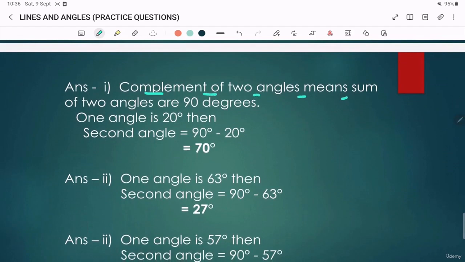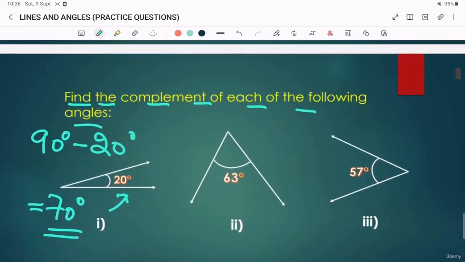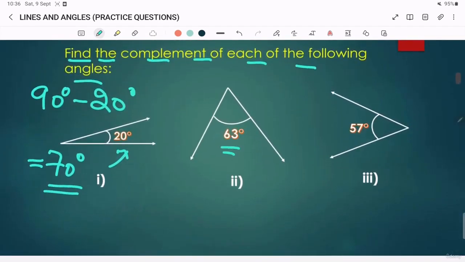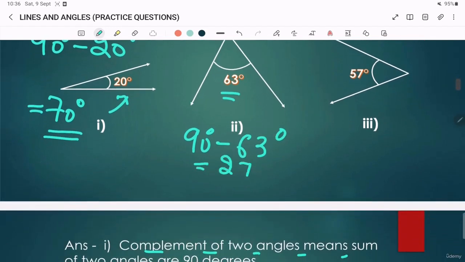Complement of two angles means sum of two angles are 90 degrees. One angle is 20 degrees, then second angle is 90 degrees minus 20 degrees. Answer is 70 degrees. Now this is 63 degrees angle. From 90 degrees, subtract 63 degrees. You will get 27 degrees. So this is a complement of 63 degrees.